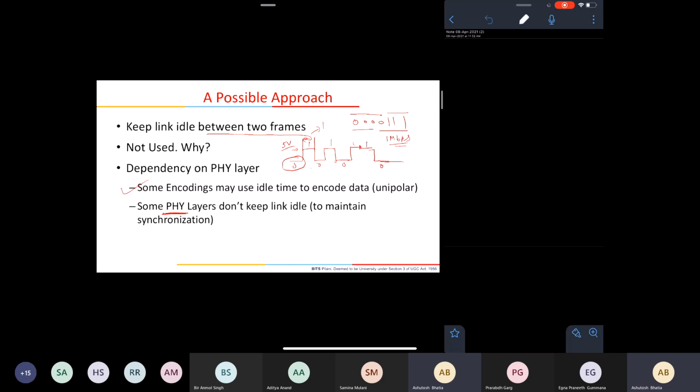Duration of each bit is how much? Please speak. I'm not seeing the chats as of now. Please speak. 1 microsecond, correct? If you have a 1 Mbps design, then the duration of one bit is 1 microsecond. Is this correct?